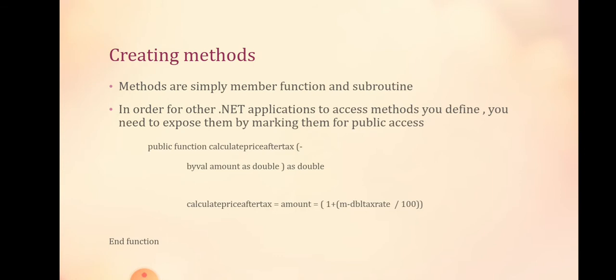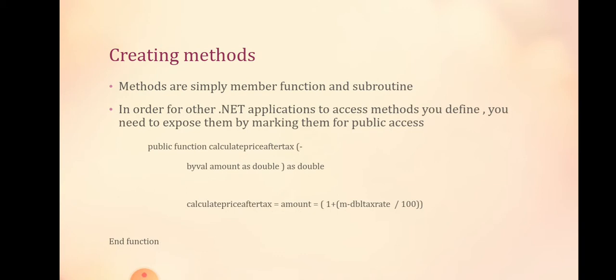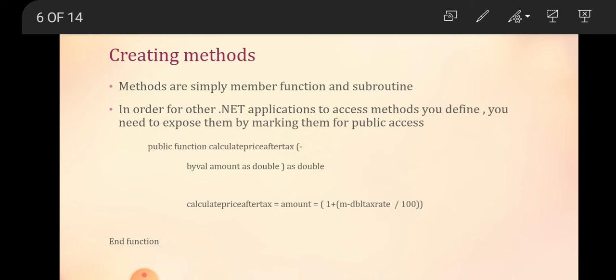That function is public function calculate price after tax. Here is an argument ByVal amount as double. That function must return a double value, the output. That is the data type. The output returned by that function is in double data type. Calculate price after tax equals that formula: amount equals amount times 1 plus m underscore double tax rate divided by 100.